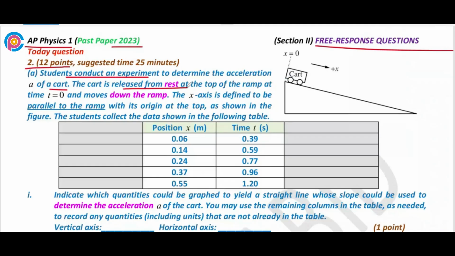The cart is released from rest at the top of the ramp at time t equal to 0 and moves down the ramp. X is defined to be parallel to the ramp with its origin at the top. As shown in the figure, the origin is considered at the top of the inclined plane. The student collects the data in the following table: position at different times. They get the time taken by the cart to reach these positions.